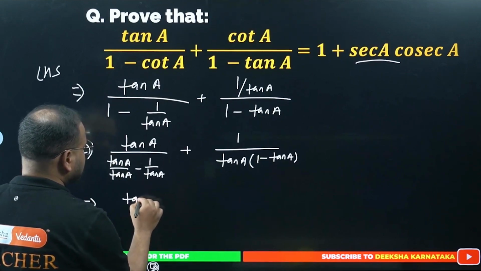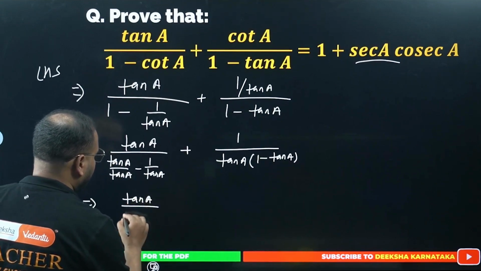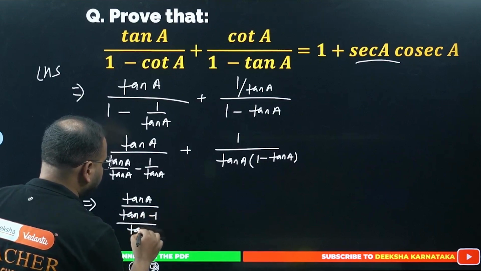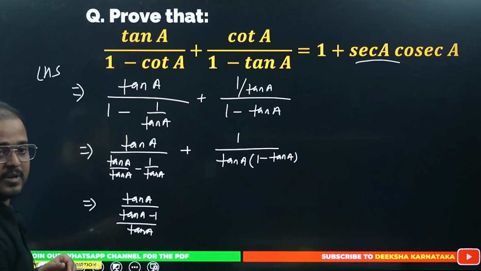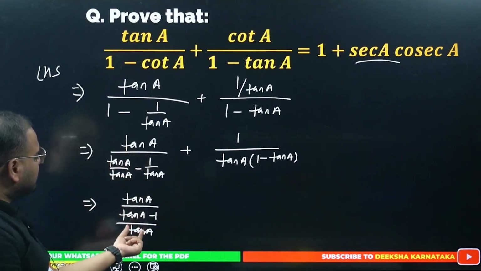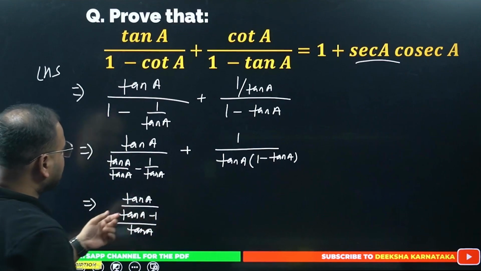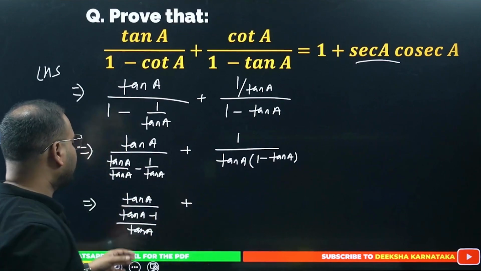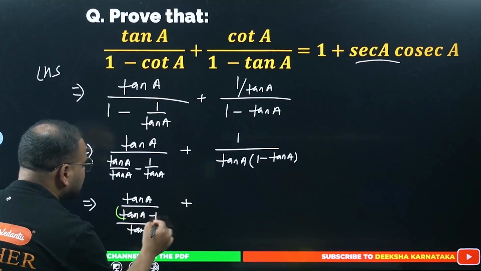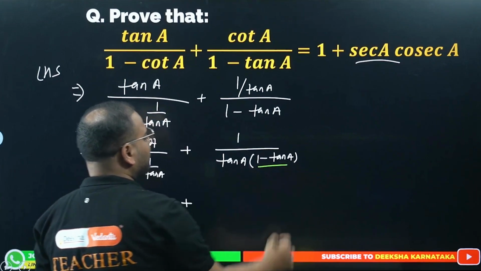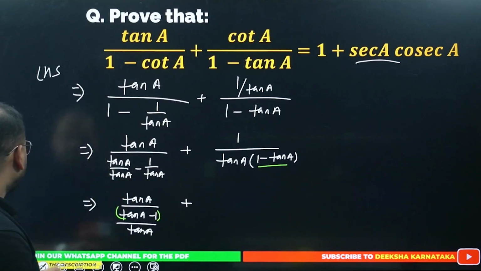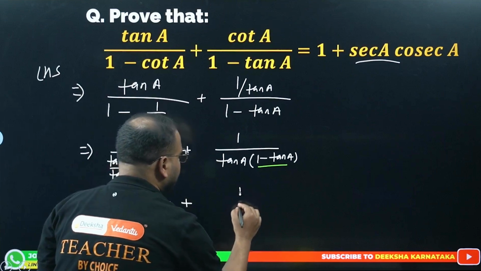So I'll get this as tan A upon tan A minus 1 upon tan A. Correct. Tan A is the numerator, and tan A minus 1 like that, and tan A is the denominator, the LCM, plus. Now take this. Look here. Tan A minus 1 is there. Over here what do we have? 1 minus tan A. How can we make them the same? Take a minus sign common from the denominator.